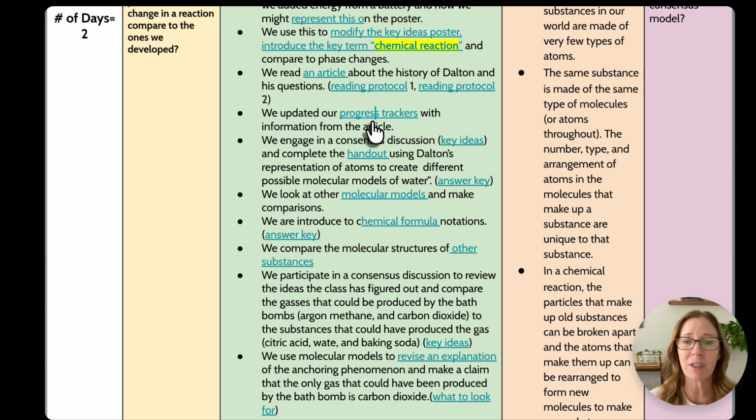A lot of students need a little bit more time to gather their thoughts before they participate, so that helps them do that. That's the purpose of that being there. Okay, so we engage in a consensus discussion, and we're going to complete a handout as we do this. These are the big ideas that should come out.